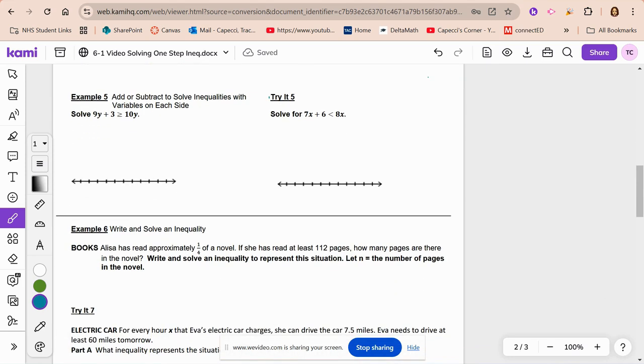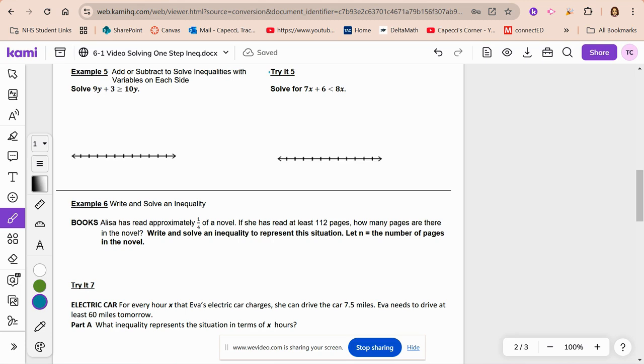Okay. Now we're going to combine, and we're going to do maybe adding, maybe subtracting. We're going to see how things go. So here's my wall. Okay. This time I want my variables on one side. So I'm going to bring that 9y to the other side.